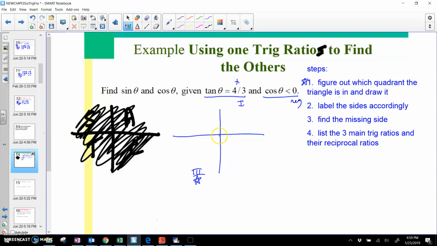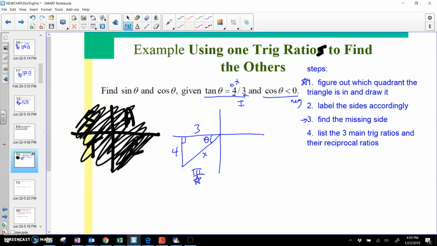Once I know that's the quadrant, then I draw in my triangle, once again connected to my x-axis, because theta is that reference angle, the angle from the x-axis. Now that I know that, I can use that tangent as opposite over adjacent. So the opposite side is 4, the adjacent side is 3. And finally, to find both sine and cosine, which is what we're looking for, we will need to find the missing side, which is the hypotenuse.